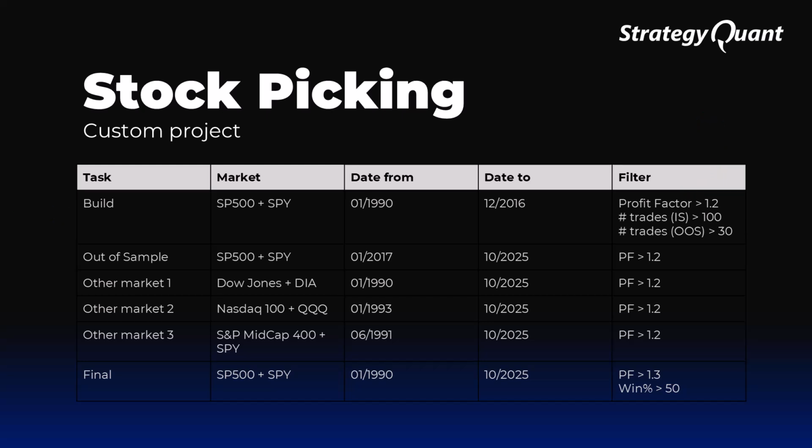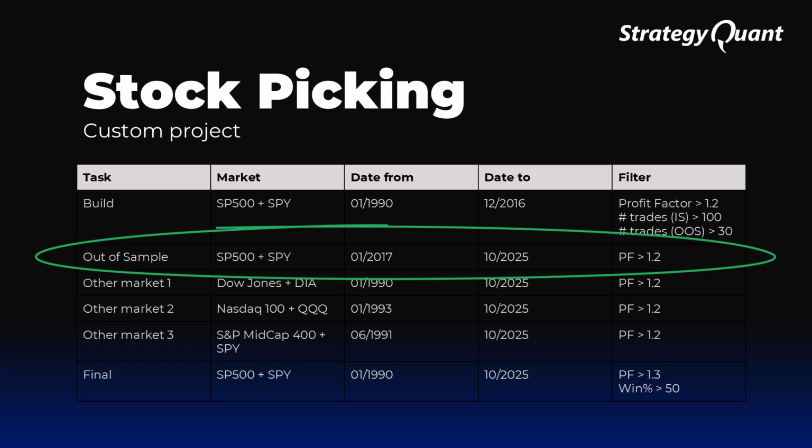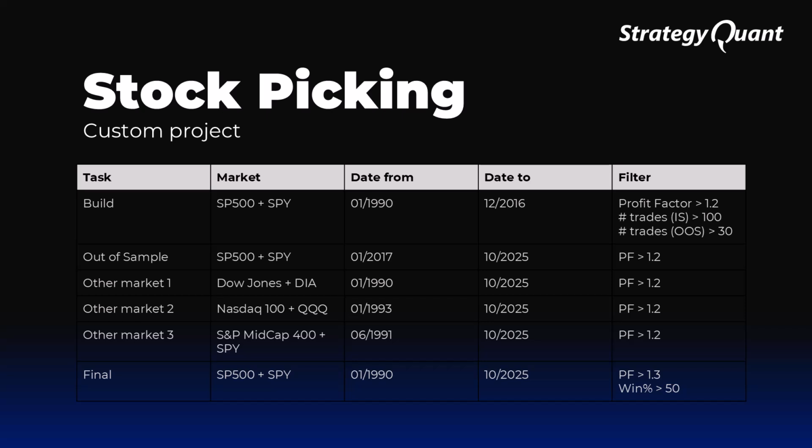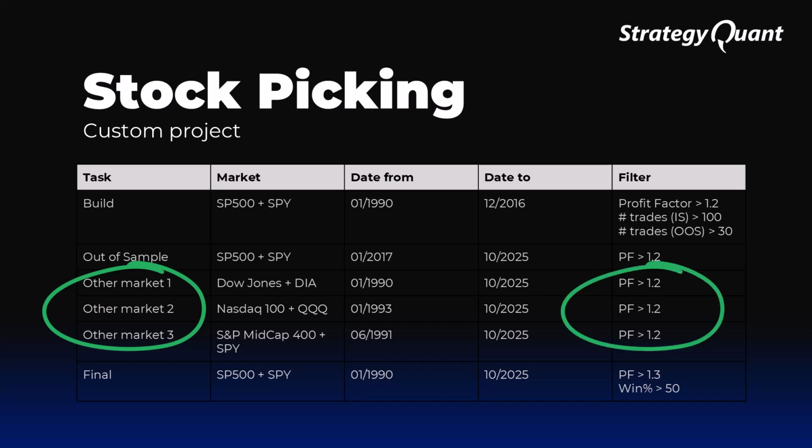We test all strategies that pass this filter on unseen data, again on the S&P 500 plus SPY markets, but this time in the period from 2017 to 2025. We sort by profit factor greater than 1.2. Strategies that pass this test will be further tested on the additional markets, where the first one will be Dow Jones and then DIA. Here, too, we filter by profit factor greater than 1.2.